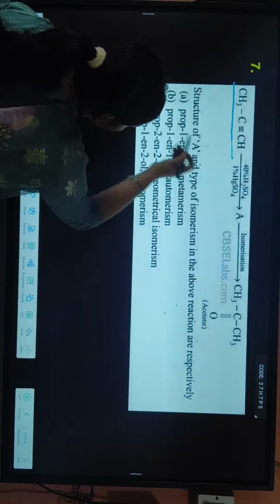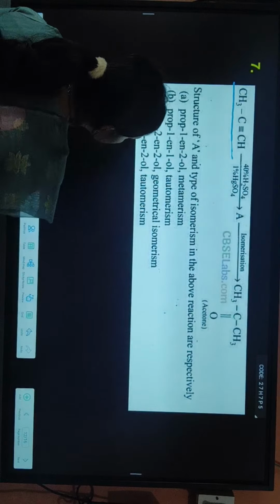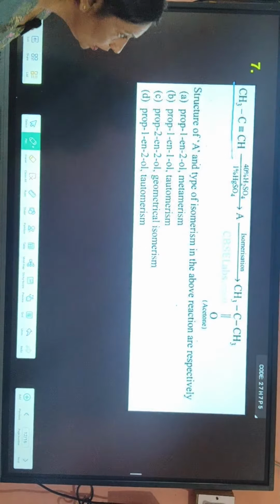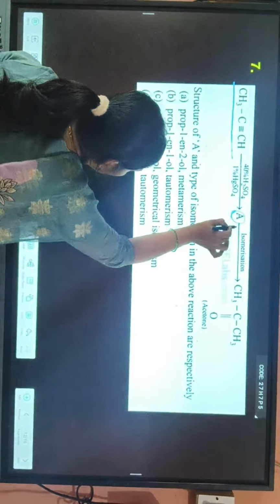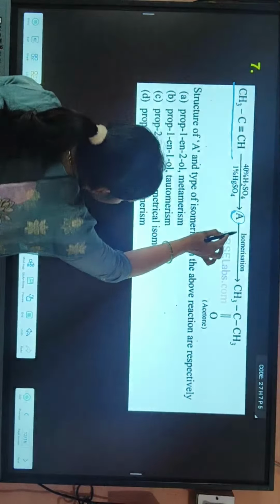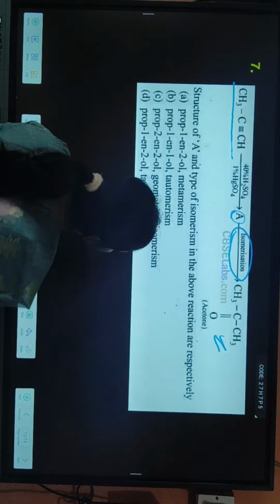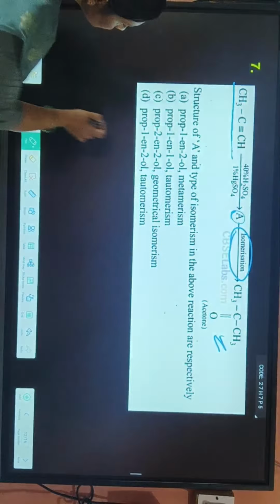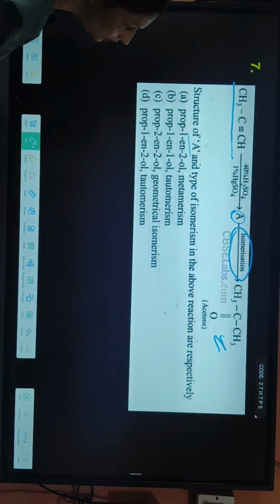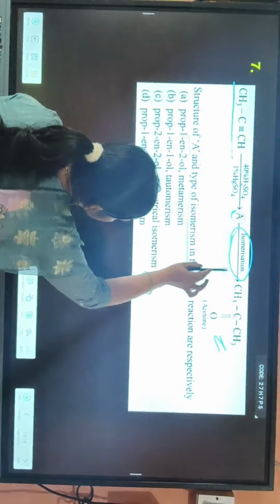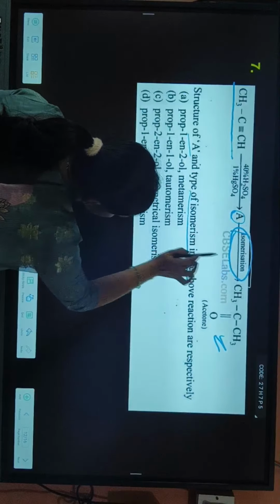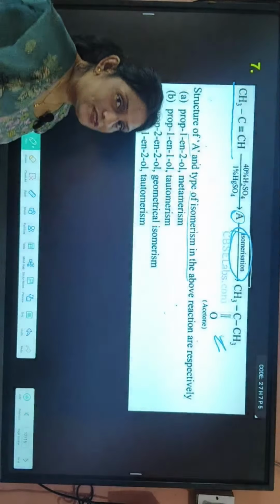Propyne, 40% of H2SO4, 1% of HgSO4, okay. It will form A, then isomerization will take place, then it gives us acetone. Structure of A you will tell, and which type of isomerization takes place in this reaction. So let's write the reaction.